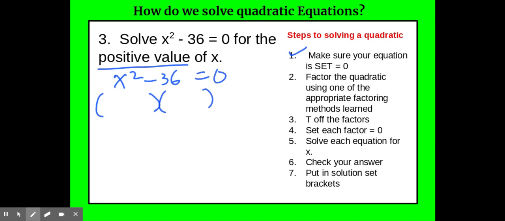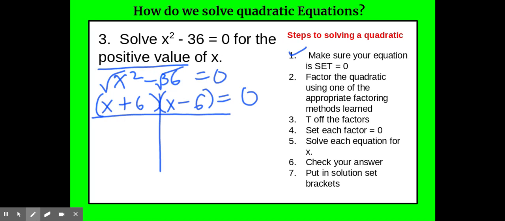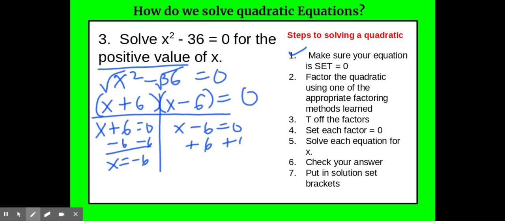So difference of two squares requires us to set up two sets of parentheses, put a plus or minus in each. Square root the first term, square root of x squared goes here. Square root the second term, your 6 goes here. And then I'm going to tee off my factors, set each of the factors equal to 0. And now we're going to solve each little equation. Subtract 6 from both sides, you get x equals negative 6. Add 6 to both sides for this answer, and you get x equals positive 6.